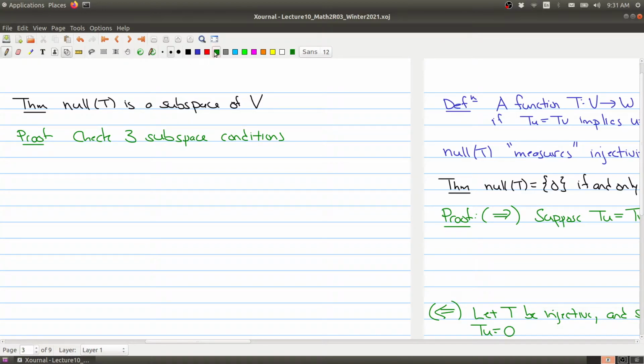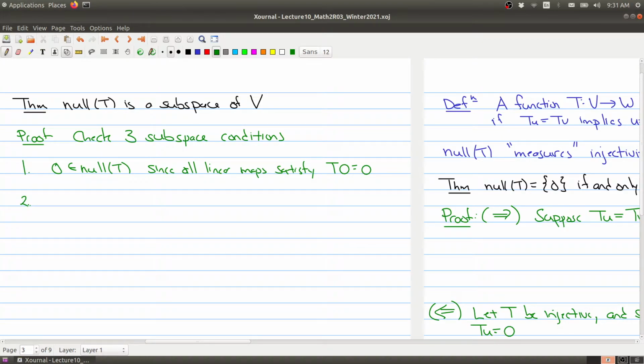I thought I would write out all of them so we could see this in detail. So is the 0 vector inside of the null space of T? Well, why is that? Well, the 0 element is in the null space since all linear maps satisfy T sends 0 to 0. So every linear map has the property that it takes 0 to 0.